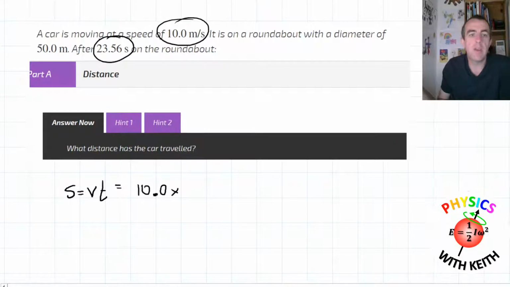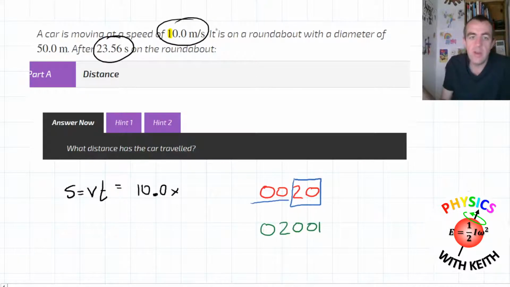10.0 multiplied by, and I've used 10.0 because this number has 3 significant figures, and if you don't know what significant figures are, that's okay. Quick rundown of significant figures. A significant figure is anything 1, 2, 3, 4, 5, 6, 7, 8 or 9, with 1 being the least significant figure. And so if I write a number like 0020, the first 2 zeros are not significant, and so the number of significant figures in that number is 2 significant figures. If I write 02001, in that number, the first 0 is not significant, so this number has 4 significant figures.